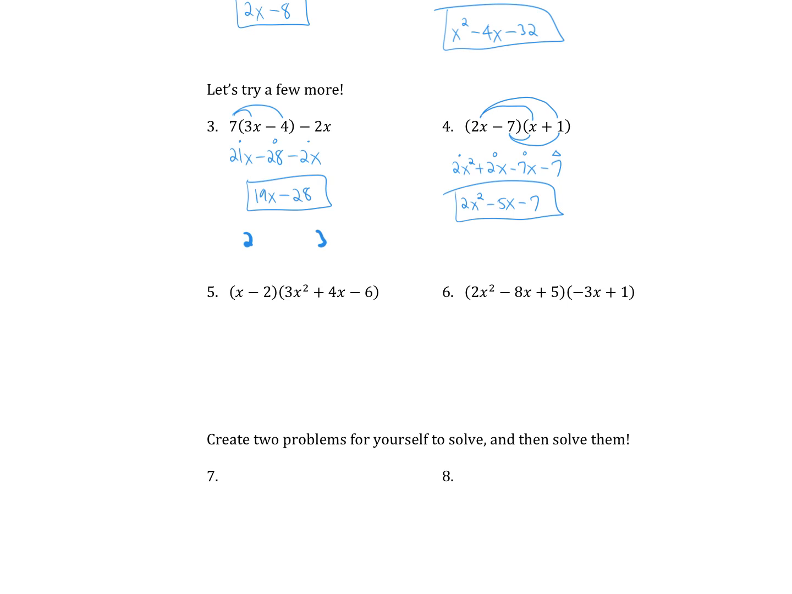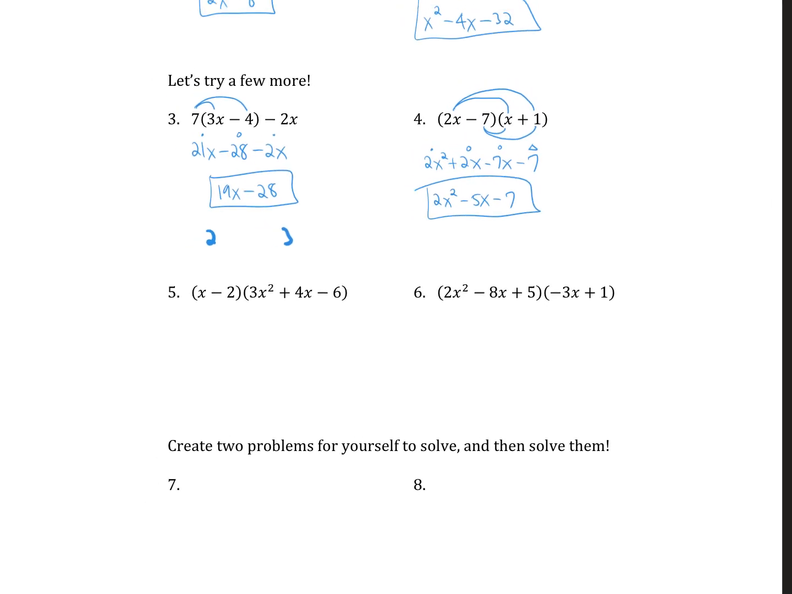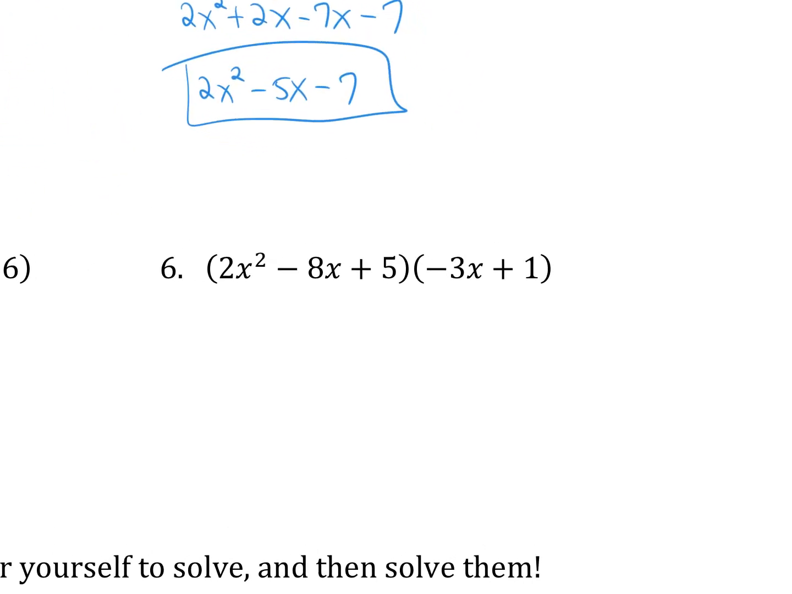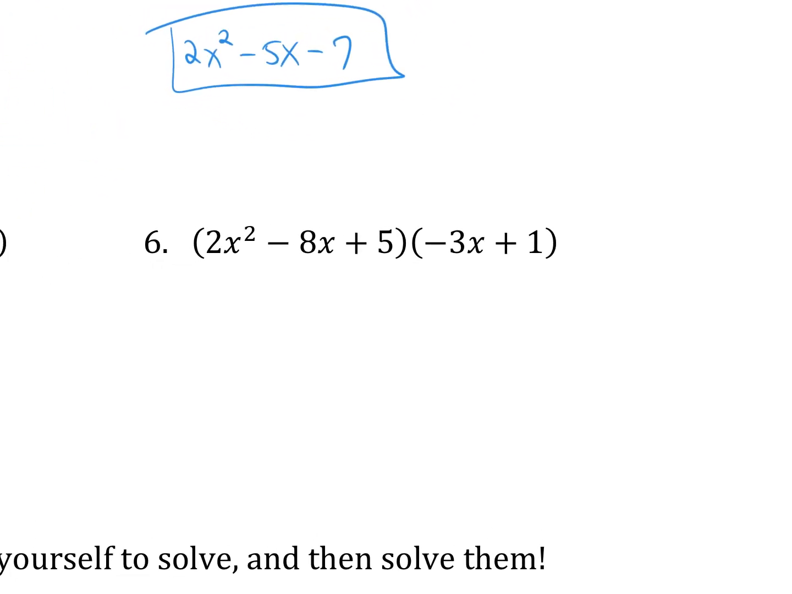So we're going to do number 6 together here first, okay? So we have this negative 3x plus 1. We're going to multiply negative 3x by everything in the other parentheses. Negative 3x times 2x squared is going to be what? That is negative 6x to the third. Then we got to do negative 3x times negative 8x, which is going to be what? Plus 24x squared. Negative 3x times positive 5 is going to be negative 15x.